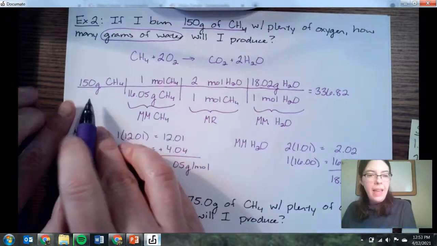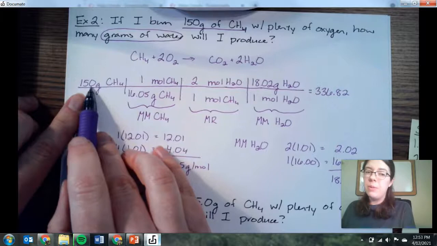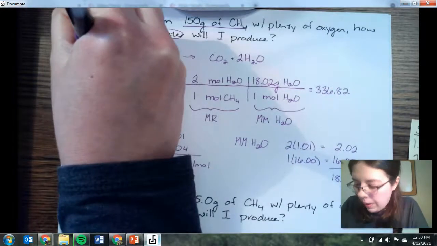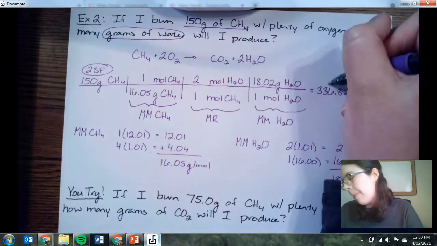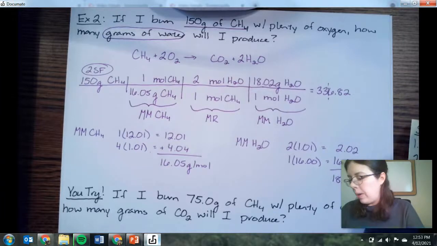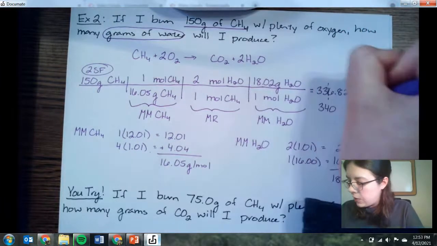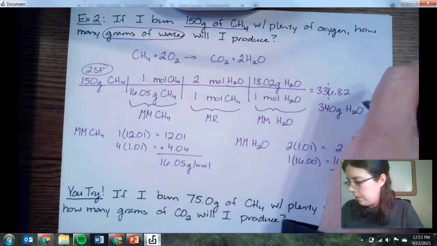So my given, I have 3 numbers there, but that 0 is not significant because there's no decimal point. So I have 2 sig figs in my given. So I need to have 2 sig figs in my final answer. So I'm going to chop off the 6 and round that 3 up. So my final answer for this question is 340 grams of water is what will be produced.